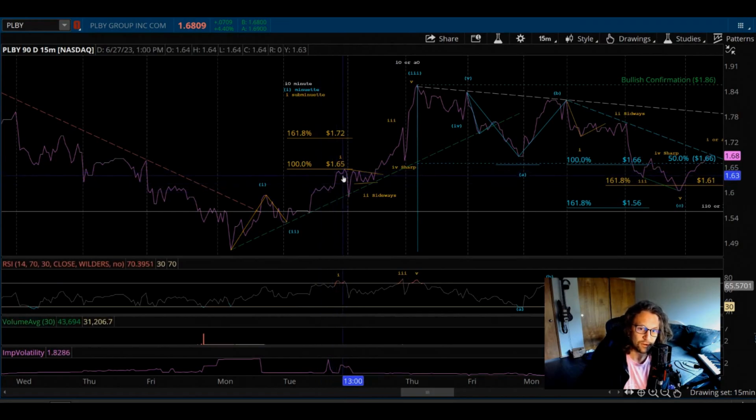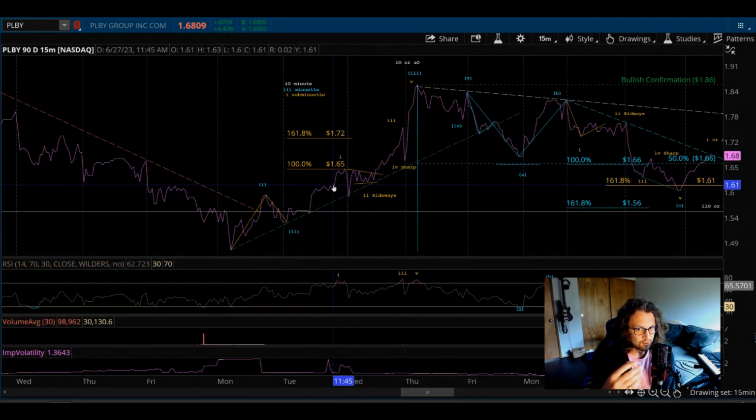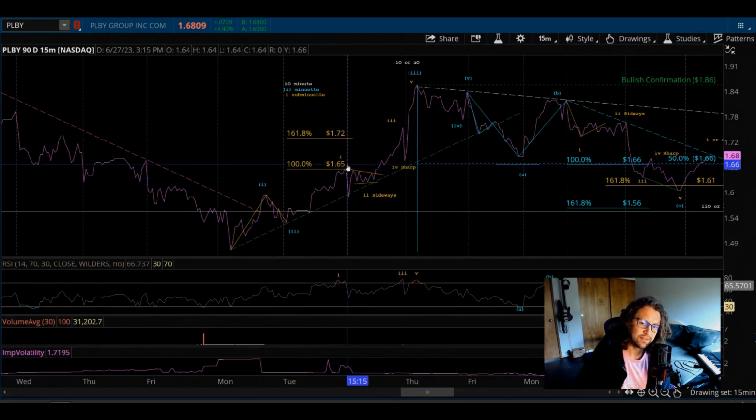It was a small move, of course. It's a small wave degree. It's the smallest wave degree I've shown. It's at the 7-minute level. So maybe if you're day trading, that would have been a good play there. This is how we do the price targets.